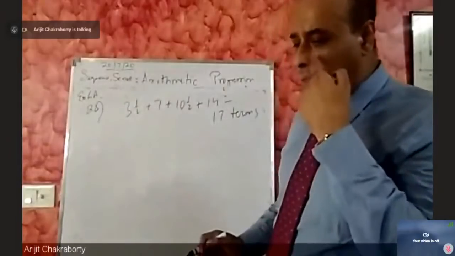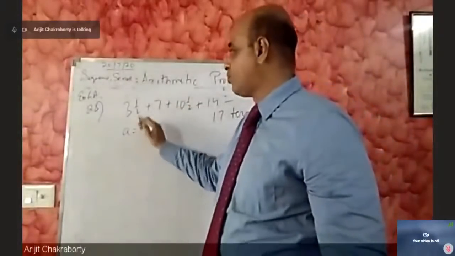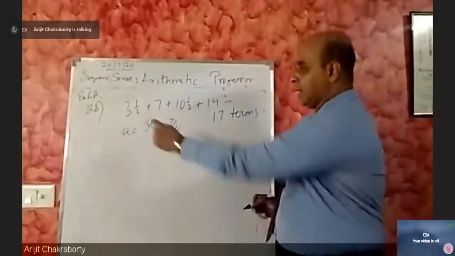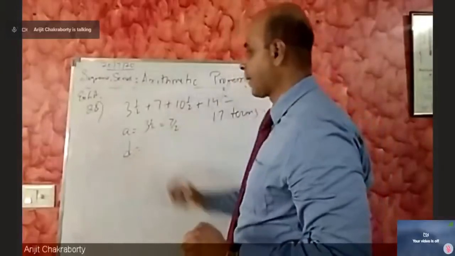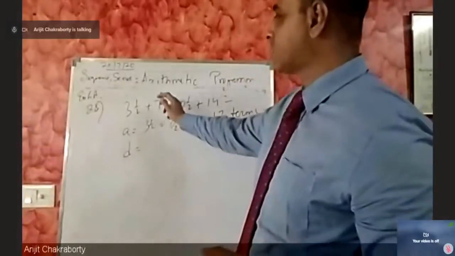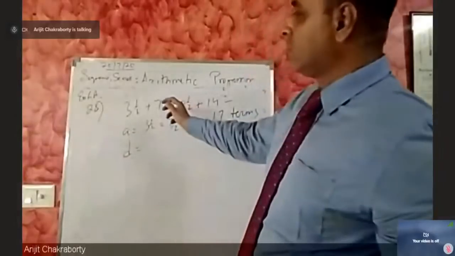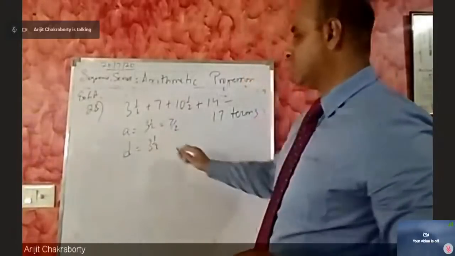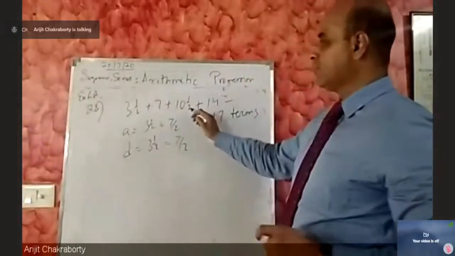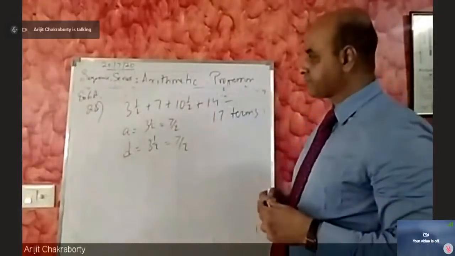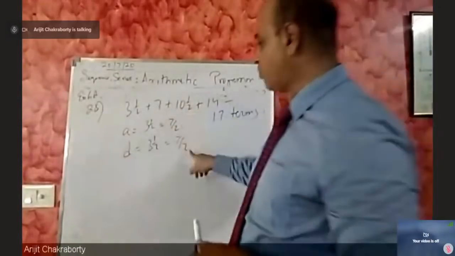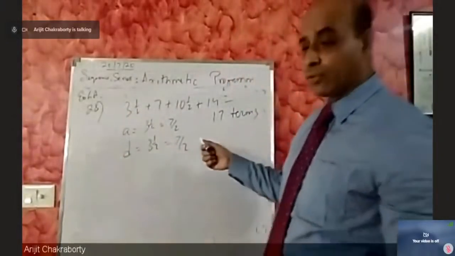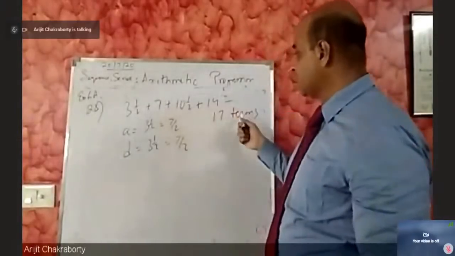Please note here we have a equal to the first term, that is 3.5, that is 7 by 2. Common difference d: we can see the difference is 7 minus 3.5, which is 3.5, again 7 by 2. 10.5 minus 7 is 3.5. So therefore a is equal to 7 by 2, and d is also equal to 7 by 2. We have to find out the sum of the series till 17 terms.